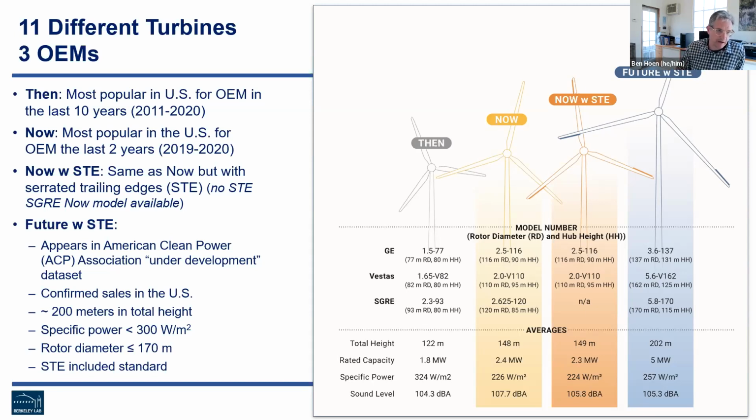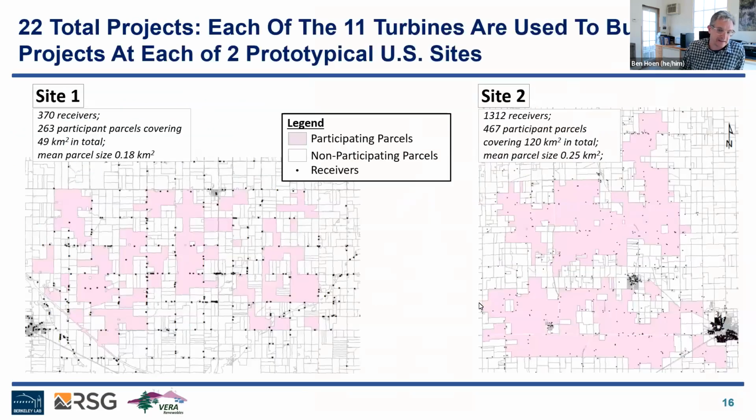So these turbines make up the set of turbines we're going to look at at these sites. I mentioned we had 2 sites. These are actual developments where we got a hold of the parcel shape files. We knew where homes were as well in these locations. We could see, based on satellite imagery, where turbines were actually located. And when they were located there, that became a participating parcel.